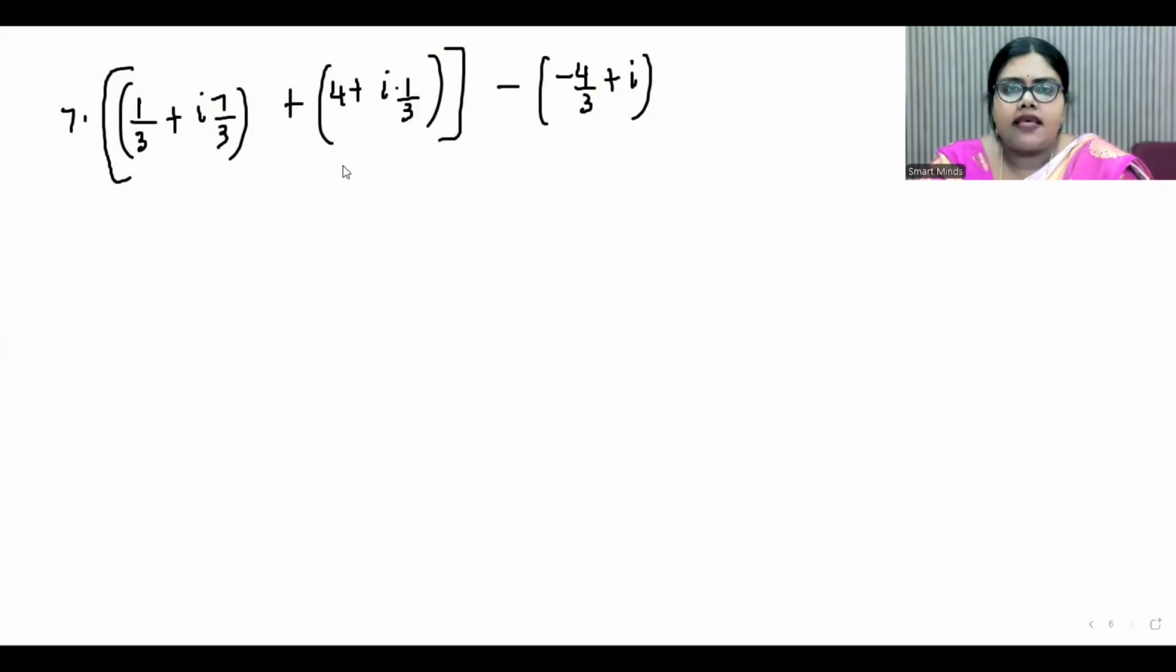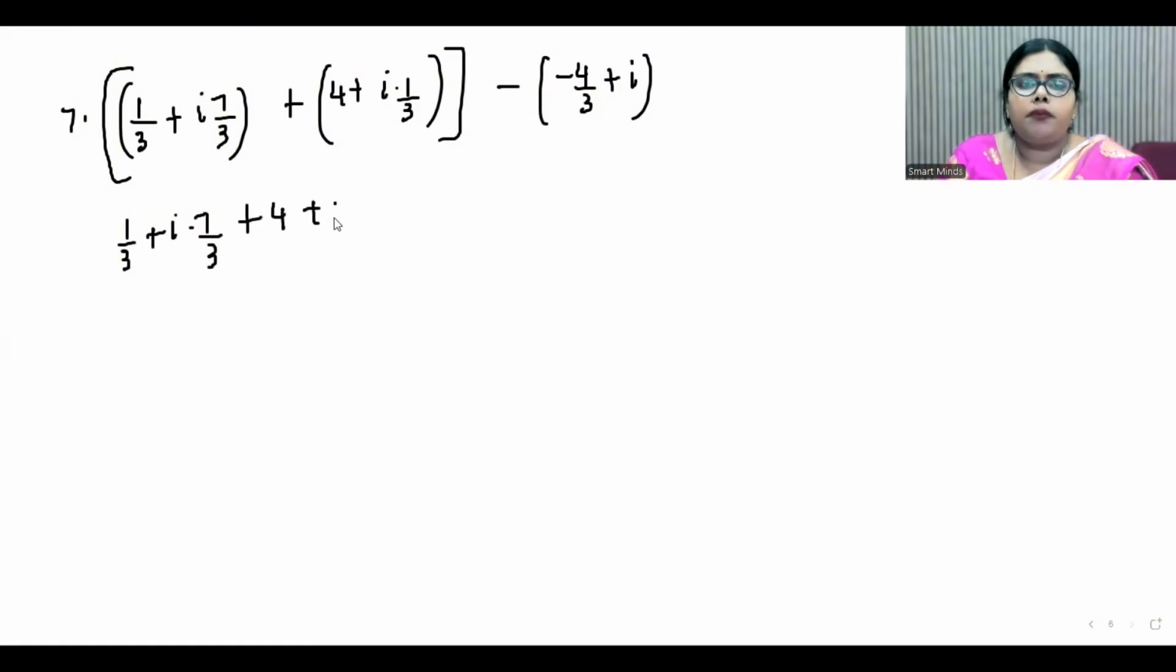Now let us take the seventh question. This is the question. First we need to simplify the square bracket. So let us open the inner brackets first. So you will get 1 by 3 plus i into 7 by 3 plus 4 plus i into 1 by 3. Minus into minus will become plus 4 by 3 minus i.